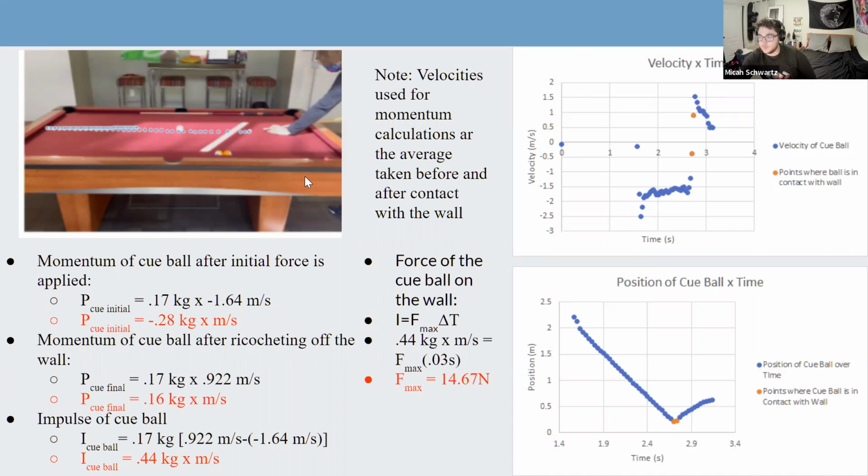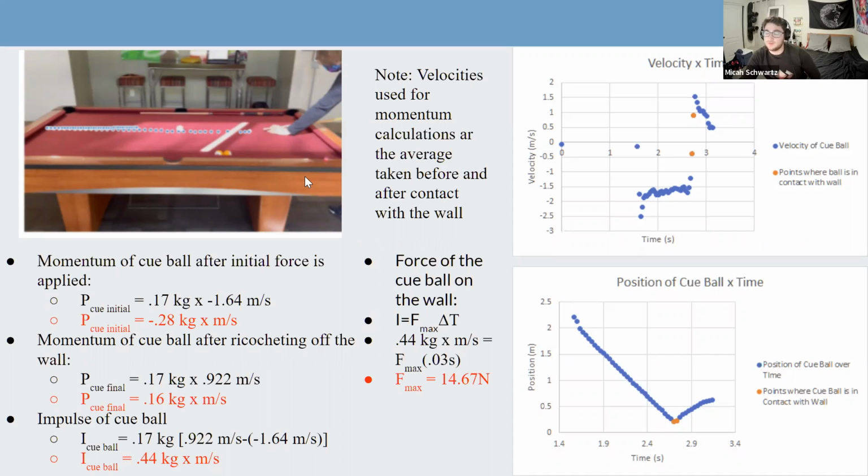And then using those two momentums, we know from the impulse-momentum theorem that impulse is just going to be the change in momentum, so from that we can find the change in velocity. So we know that the impulse of the cue ball is going to be 0.44 kilograms times meters per second.